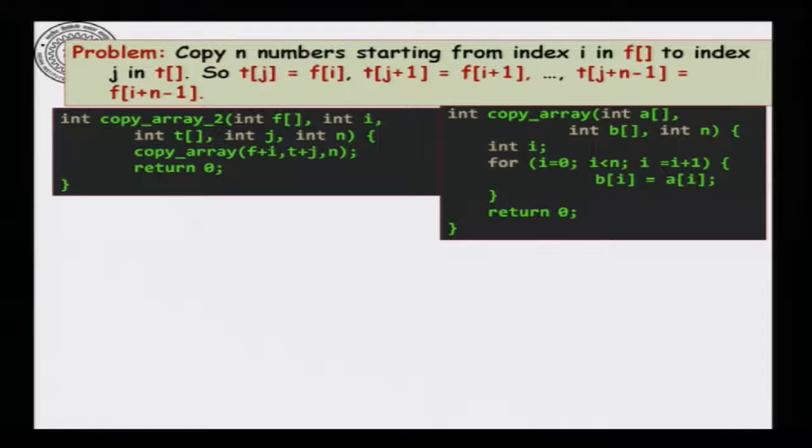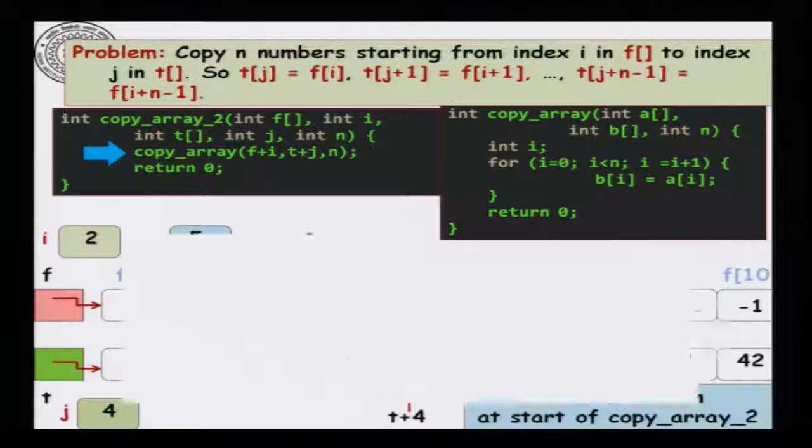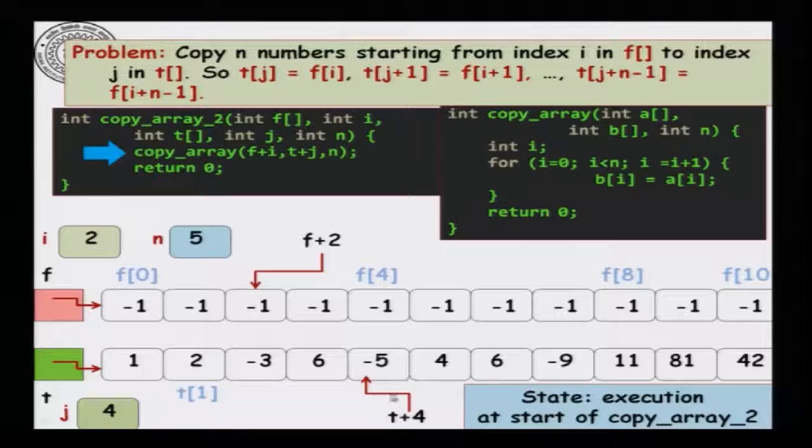Let's see how our function is able to do this. Okay. So t plus 4 is this location, f plus 2 is this location. What I am calling is the old copy array function with f plus I. f is the address of the first location of the array. Therefore, f plus 2 using pointer arithmetic is the second integer box after that, right? So it is pointing to f of 2.